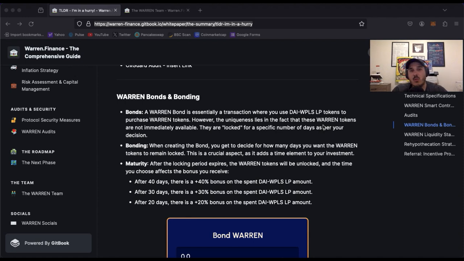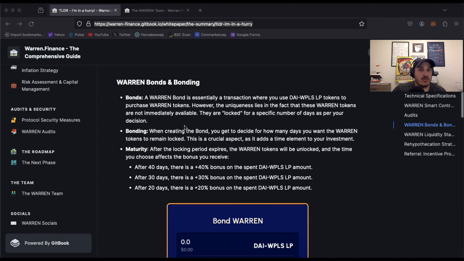So bonds. A Warren bond is essentially a transaction where you use DAI, WPLS, LP tokens to purchase Warren tokens. However, the uniqueness lies in the fact that these Warren tokens are not immediately available. They are locked for a specific number of days as per your decision. So when you do make this purchase, you cannot sell right away, for example.